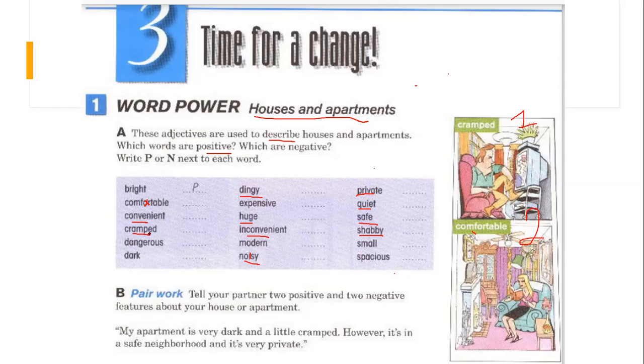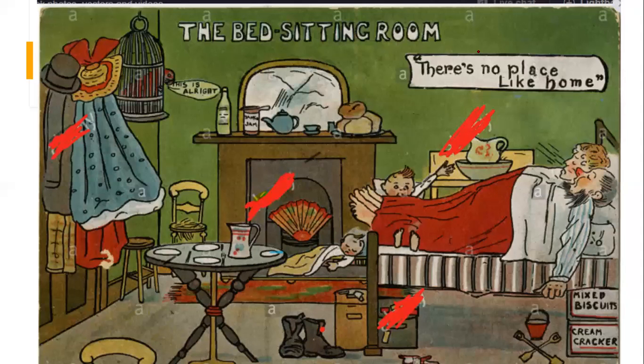No digan, por favor, cramped. No, that's not correct. You say cramped. And then you say huge, all right? Huge, lo cual es inmenso, just like spacious o espacioso, okay? And then you say private, private, private, okay? That being said.